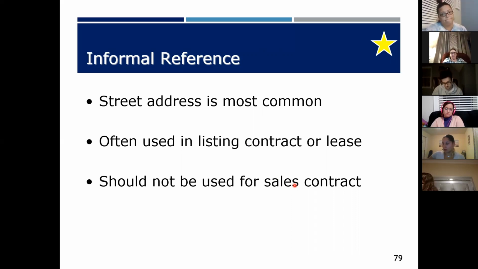So even in a listing agreement, of course, we have a place for a street address, but we also have a place to add legal descriptions. We'll look at our agency agreements in Unit 8. So we'll look at our listing contract. Sales contracts in Unit 10. So we'll see it there as well too. Previewing.